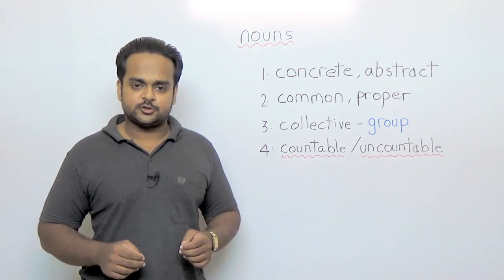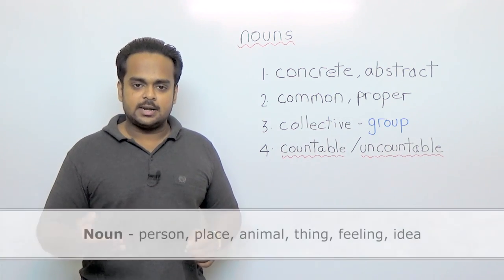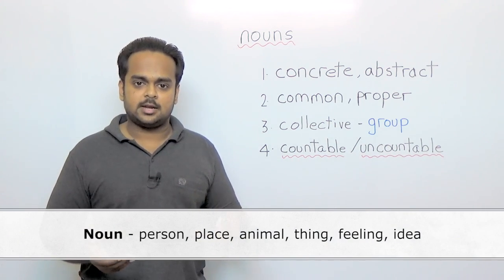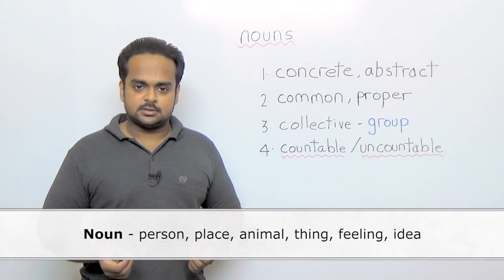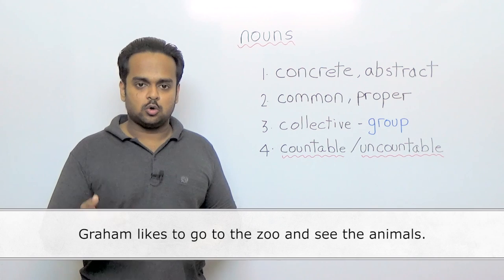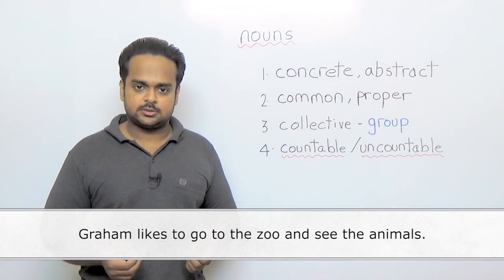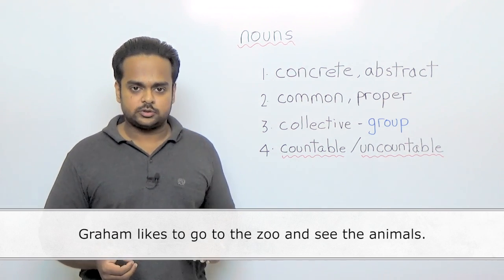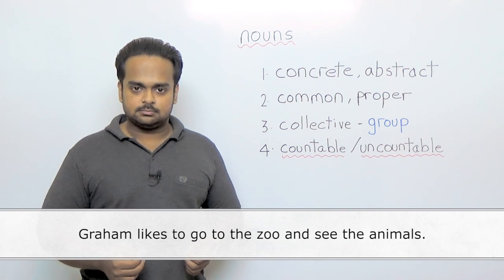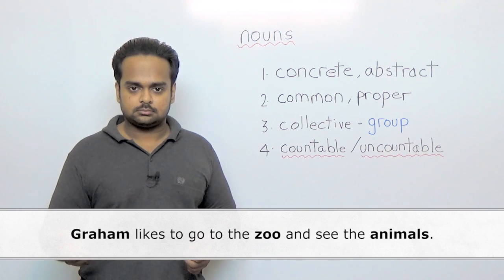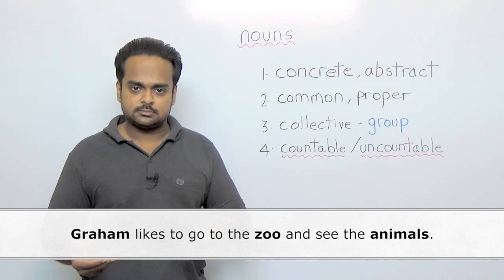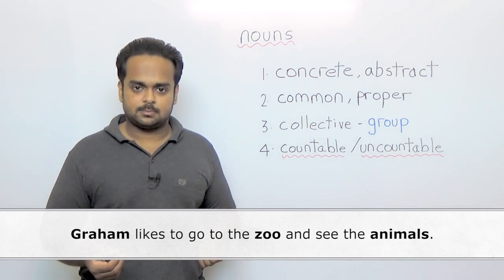Okay, so first of all, what is a noun? I'm sure you know the answer to this. A noun is just the name of a person, place, animal, thing, feeling, or idea. For example, in this sentence, Graham likes to go to the zoo and see the animals. Here, there are three nouns. Can you identify all of them? The nouns are Graham, a person, zoo, a place, and animals.